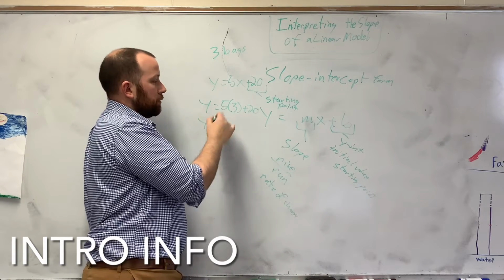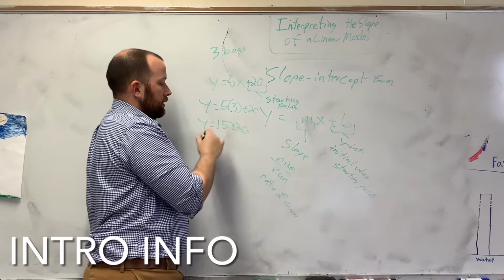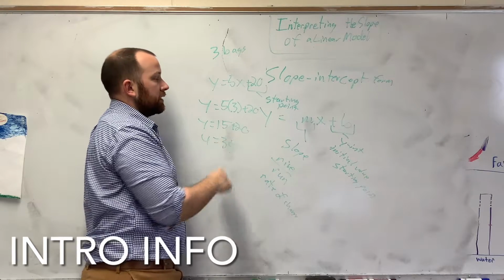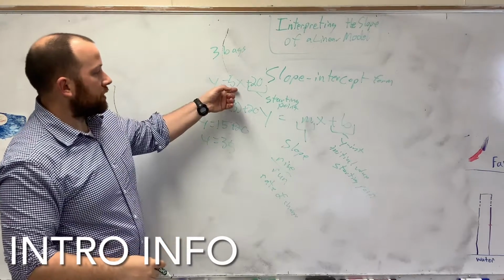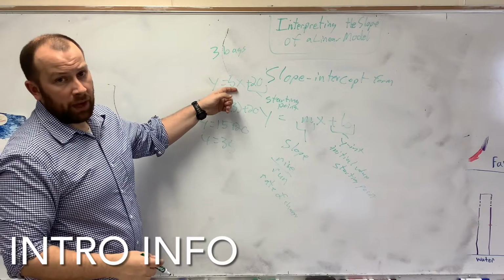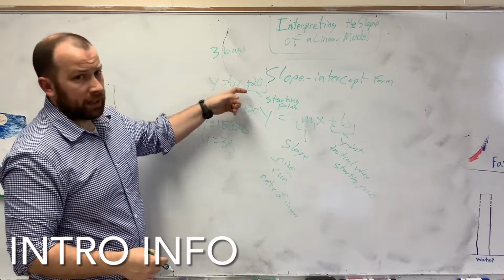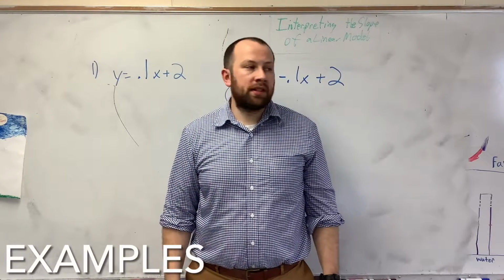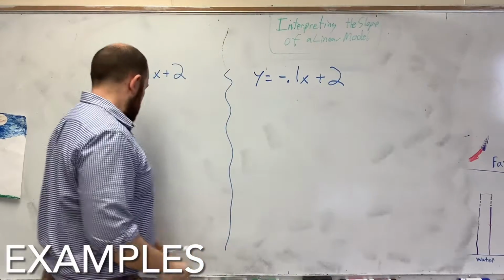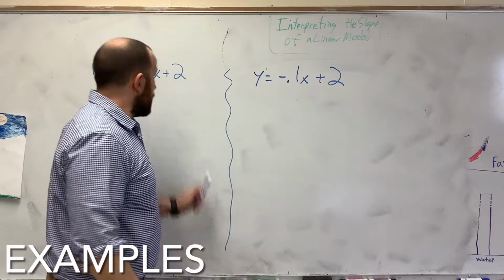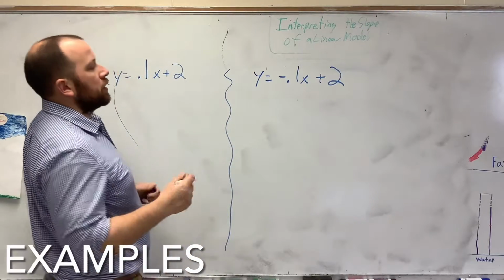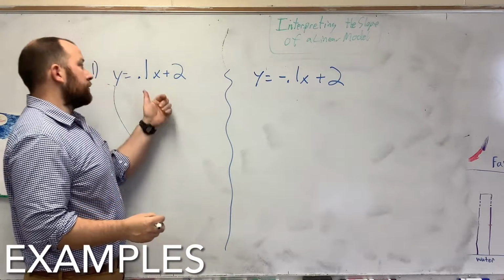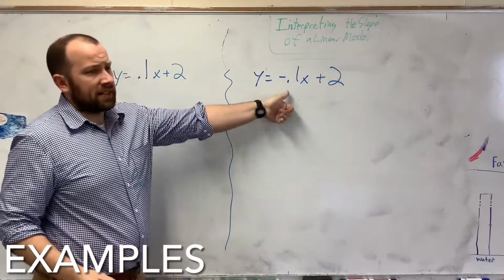So y equals... and that's basically it. How it changes is the 5, the amount of money. The x is just how many it's going to change. All right, this is my first example of word problems. So I have 2 different equations here. The only difference is this has a positive slope and this has a negative slope.